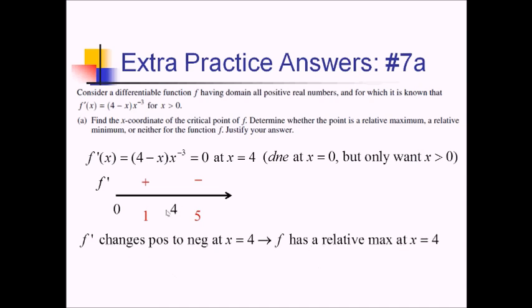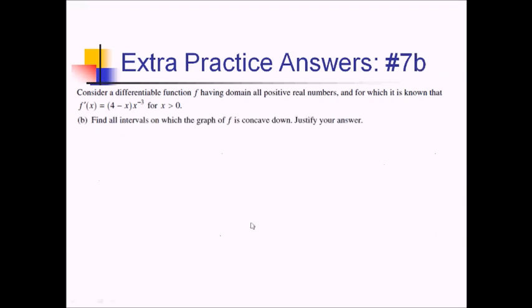Now, we also could have used the second derivative test here, but that would have required finding the second derivative, and we're not going to do that any sooner than we have to. Well, speak of the second derivative, and it appears. We need to find all intervals on the graph where f is concave down. Well, yeah, now we need the second derivative. So let's go ahead and find that. F double prime, we're going to have to use the product rule for this one because we have a product.